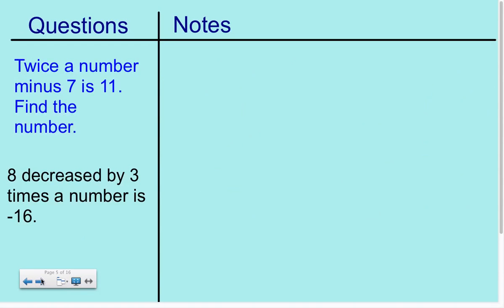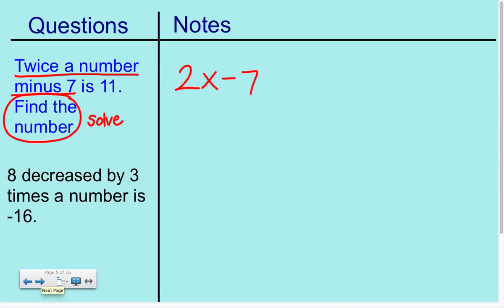All right, now we have two word problems. Twice a number minus 7 is 11. Find the number. So we know that find the number is just asking us to solve. So once we write our equation, we have to solve. Now let's look at twice a number. Twice a number means I'm going to double it, which means that I'm timesing. So I'm going to put 2x for twice the number minus 7. The word is means equals 11.